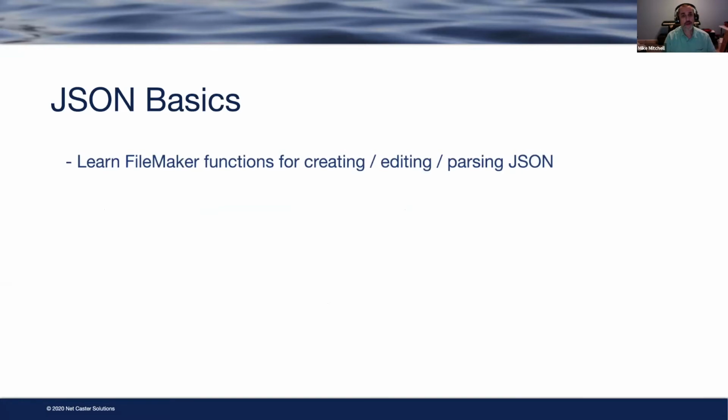Okay. It's important to learn the FileMaker functions for creating, editing, and parsing JSON. They've been given to us. They work very well, and we'll see some of that when we go to the demo file. JSON set elements. What does it do? It sets an element in a JSON object or array. JSON get elements. Well, it does the same thing, except it gets the element. It fetches the value.